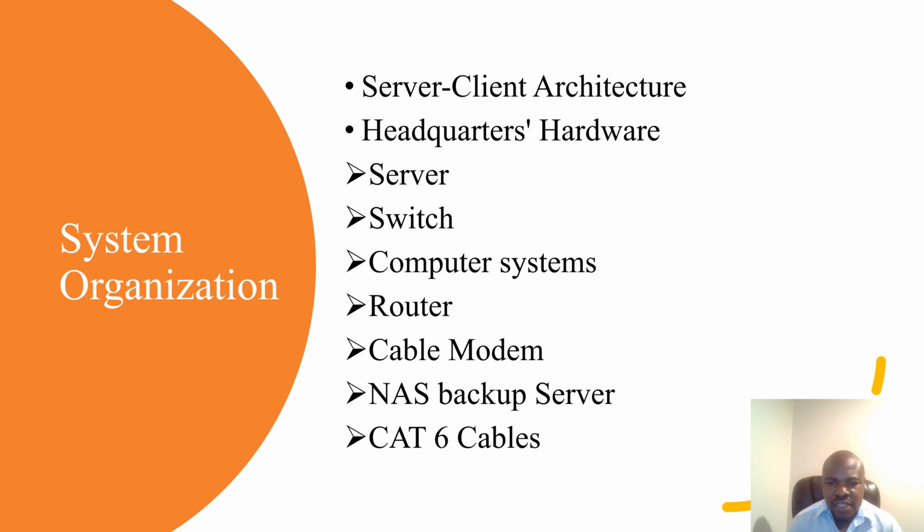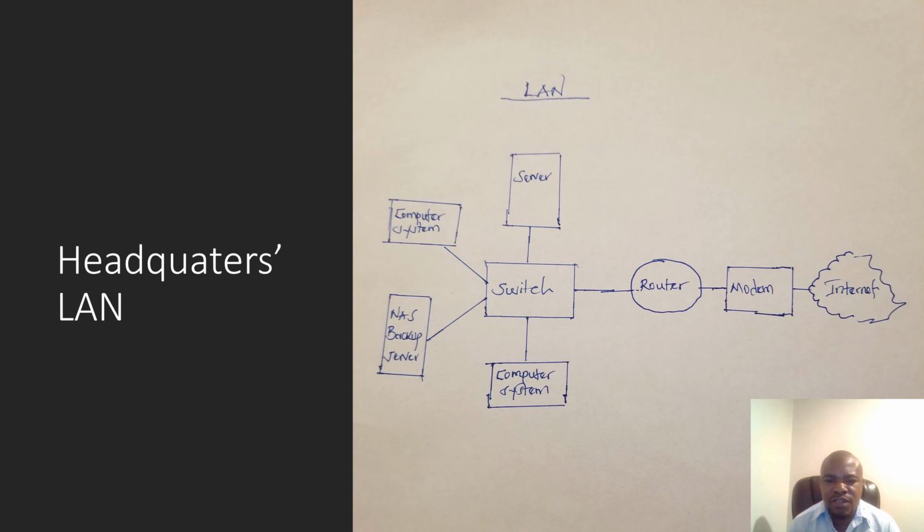So the information system that will support this project will be made up of hardware and software. And there will be hardware at the headquarters and then hardware at the docking station. To begin with hardware at the headquarters, we have a server, a switch, computer systems, a router, cable modem, NAS backup server, and Cat6 cables.